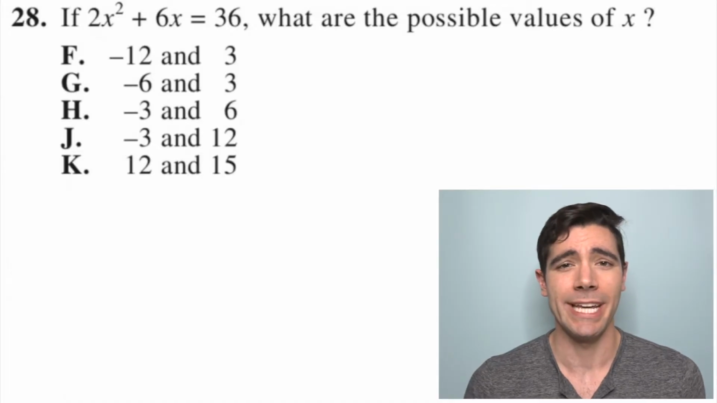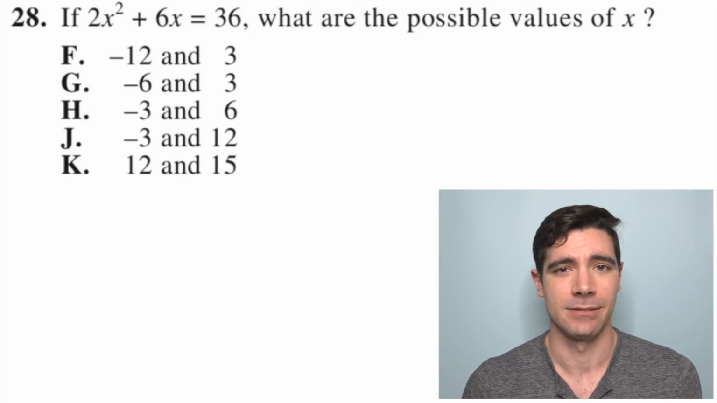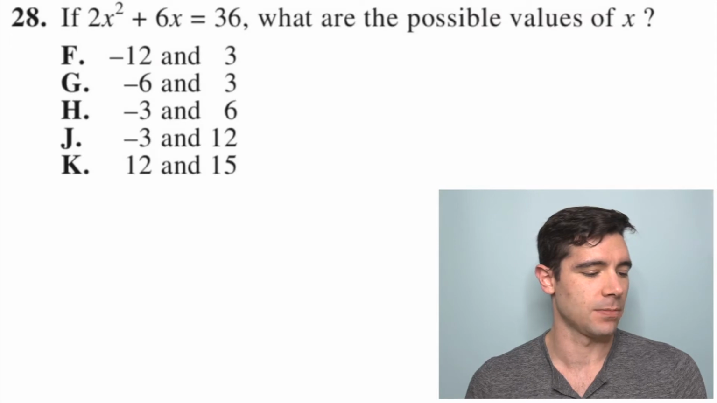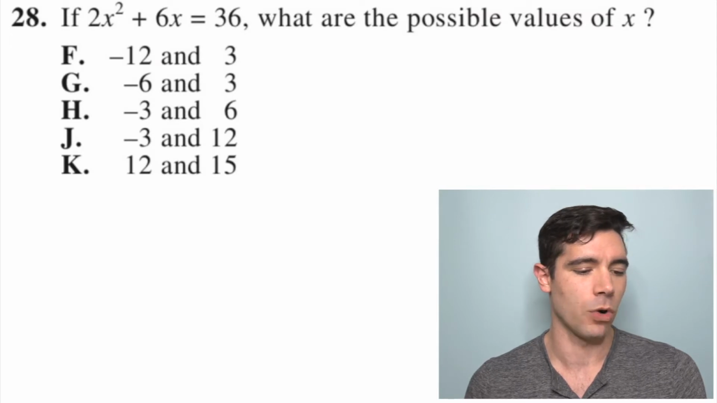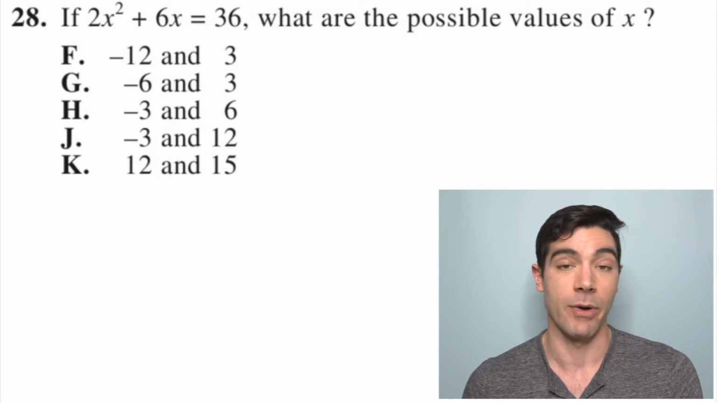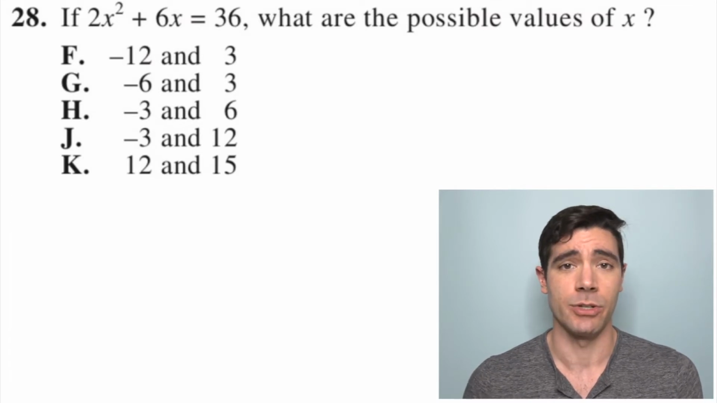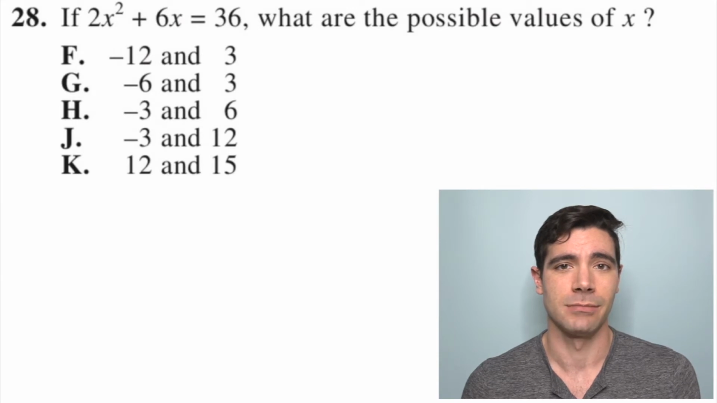This question was number 28 on test 59F from 2003. Let's take a look. If 2x squared plus 6x equals 36, what are the possible values of x? Now right there, pause the video. Why not take a shot at it yourself? And then when you're done, you can unpause the video and watch the explanation. But for now, we're going to dive in.